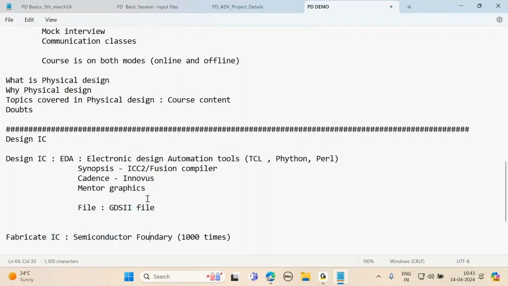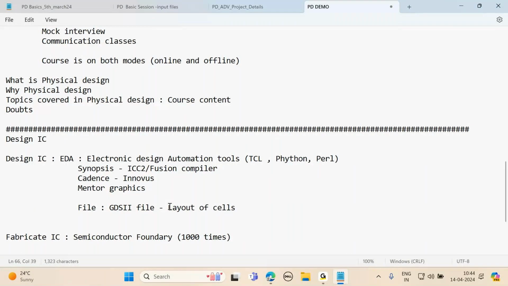Then what is the content of this GDS2 file? Any other answers? It's a binary file. Yes, it's a binary file, correct. Binary file means in a compiled format. We can't understand it, but the tool can understand. It is a layout of cells. Layout of cells.